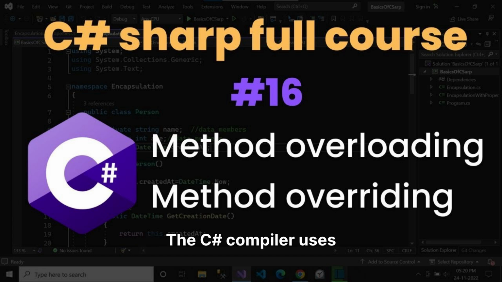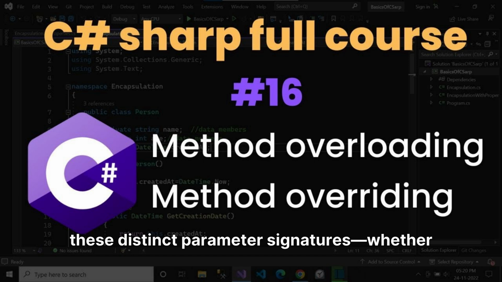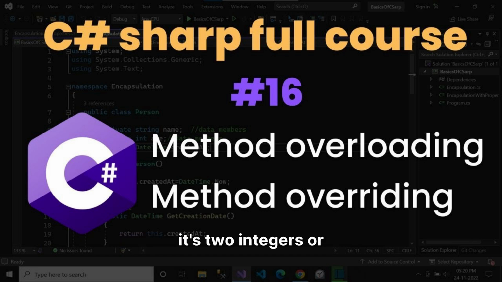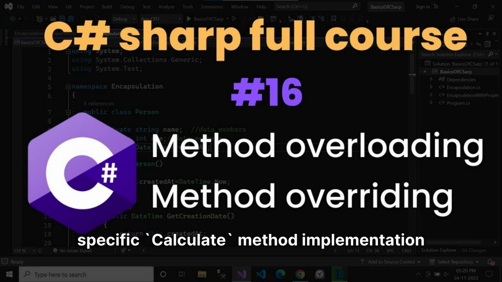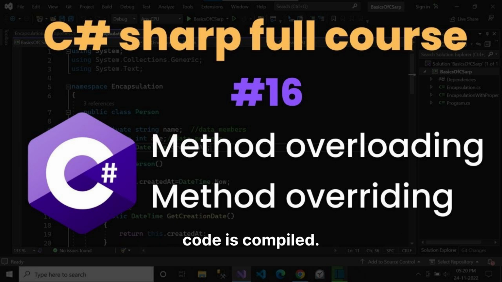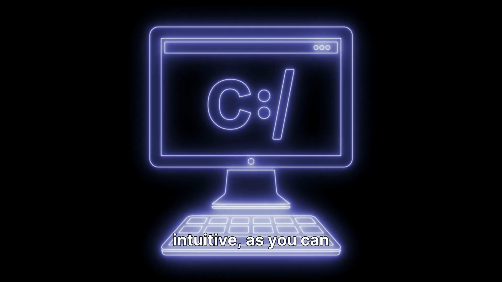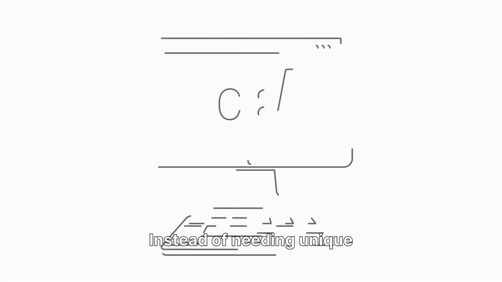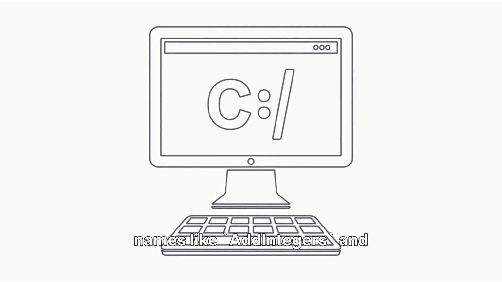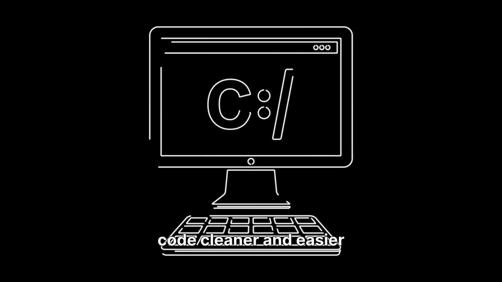The C# compiler uses these distinct parameter signatures, whether it's two integers or two strings, to determine which specific calculate method implementation to execute when your code is compiled. This flexibility makes your code more readable and intuitive, as you can use a single, descriptive name for related operations. Instead of needing unique names like add integers and concatenate strings, you can simply use calculate, making your code cleaner and easier to understand at a glance.